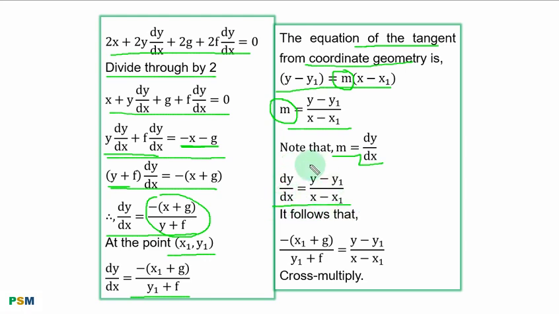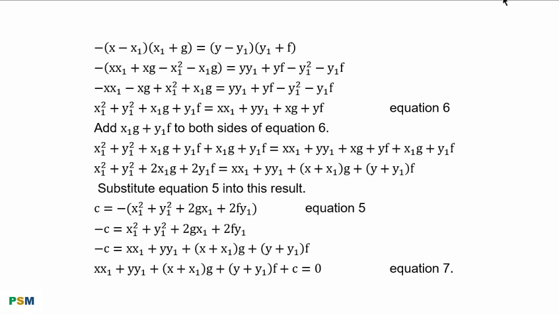At this point, let's compare this result to this result, since dy/ds is equal to dy/ds. By implication, the two other sides are equal. You have it in this form. To clear fractions, you have to cross multiply. When you cross multiply, you have this result.